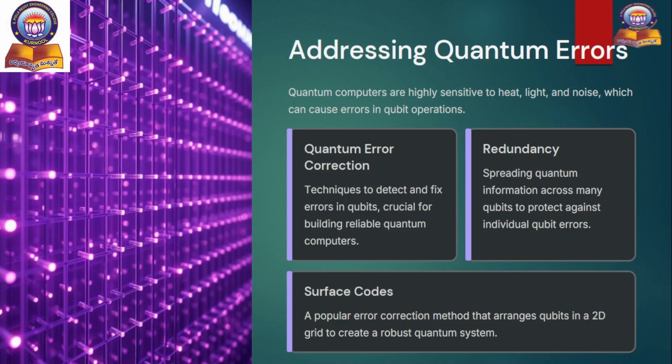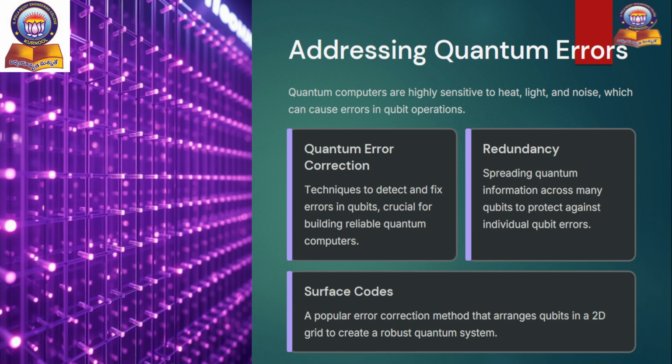And the next one is about quantum errors. As we all know, quantum computers are very sensitive. They are highly sensitive to heat, light, and noise, which can cause errors in qubit operations.